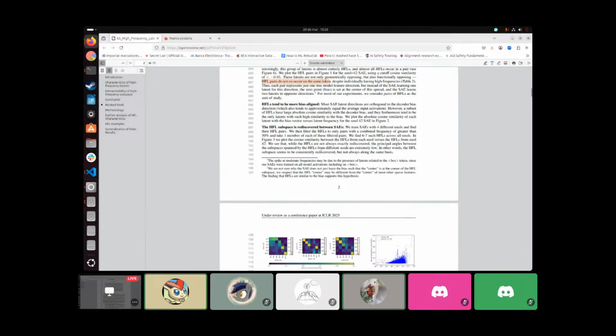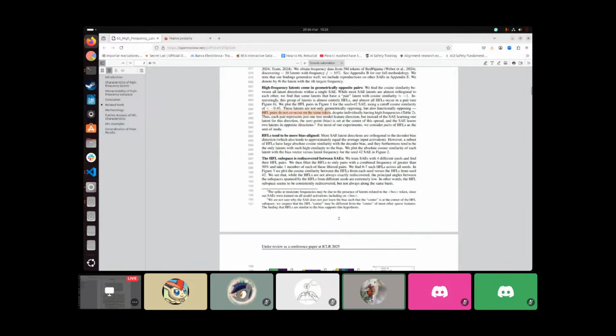If it's -1 for cosine similarity, don't they have the opposite direction? Yeah, they basically have the opposite direction. Here they say they do not co-occur on the same token, but I think they can co-occur on the same token, right? Because you can have a vector and the opposite vector on the same token, unless they mean different layers or something. We'll see it in table 2 later, I guess. Maybe that's better explained.